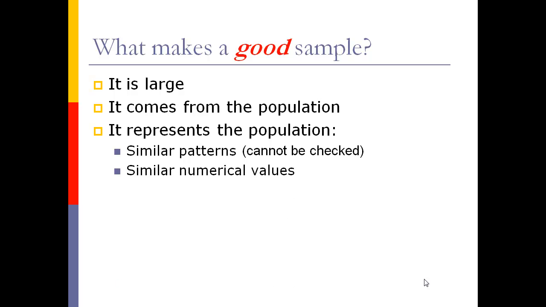We would like also, within this idea of similar patterns, to have similar numerical values. So for instance, if we compute the sample mean, we would hope that that sample mean is going to be close to the population mean. If we compute the sample median, we want to make sure that it's similar to the population median. If we compute certain frequencies, we want to make sure that those are similar to the ones we would get in the whole population. Once again, how are we going to check that? Short of getting the whole population, we will not know if what we got in the sample is in fact similar enough to what we would have in the whole population.